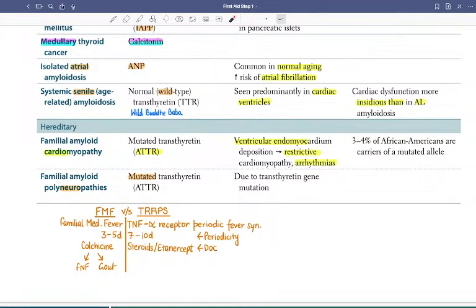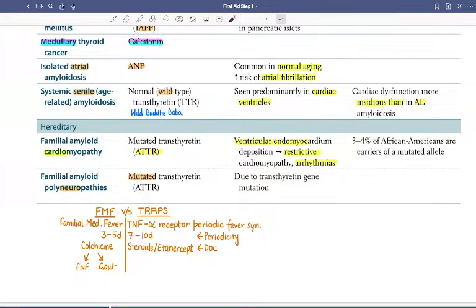This was also seen above, we also saw it in AL. Restrictive cardiomyopathy, arrhythmia is also here. We have atrial fibrillation as arrhythmia. Atrial fibrillation, not sawtooth, it's a very irregular baseline. Sawtooth was atrial flutter, where P waves are still present. 3 to 4% of African Americans have the mutated allele and amyloid cardiomyopathy. And amyloid polyneuropathy is due to the transthyretin gene mutation.